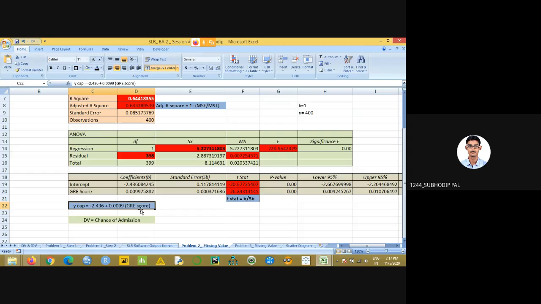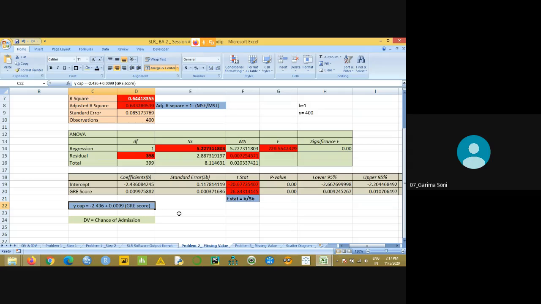As it is simple linear regression, one independent variable is there, and we'll be interpreting only with respect to the GRE score. The interpretation will be like this: with the change of 1 unit of GRE score, there will be an increase of 0.099 in the chances of admission. You can modify the English sentence, but the motive should be the same.